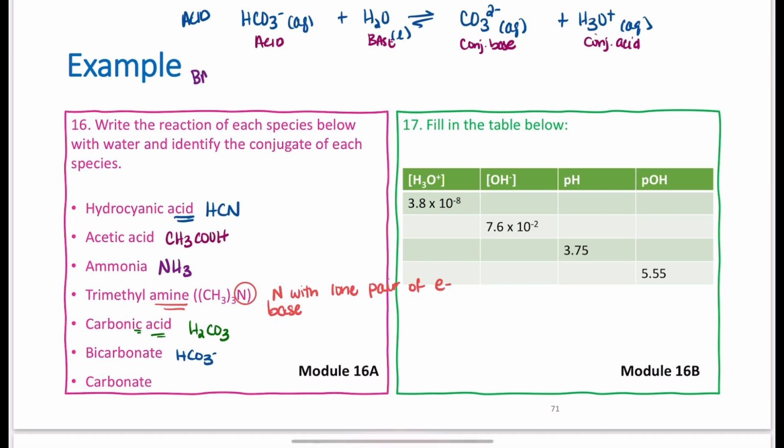But it can also act as a base. Equilibrium arrows. It can act as a base by accepting a proton from the water, forming carbonic acid and hydroxide.